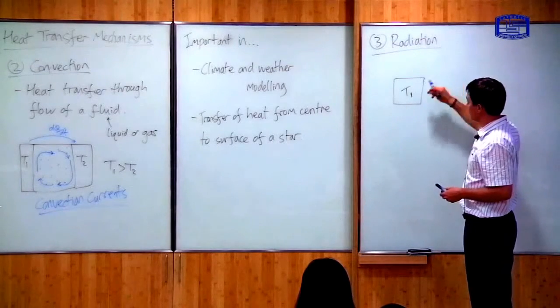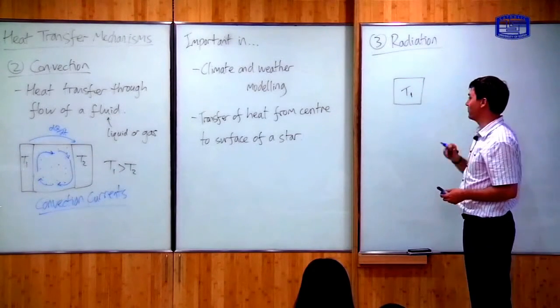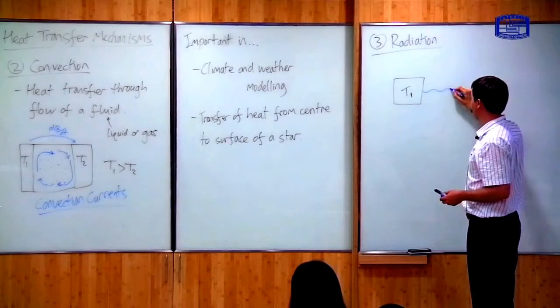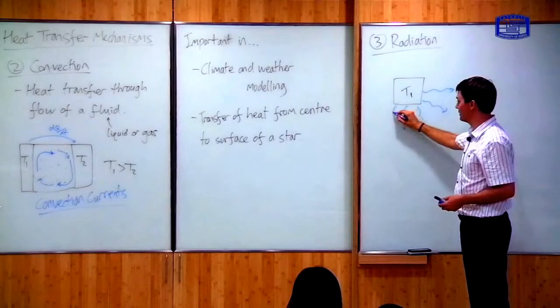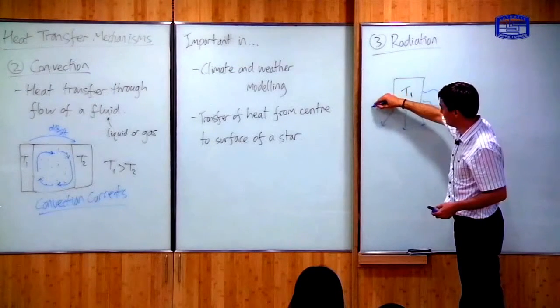Okay? So what is it? If you've got a body of a certain temperature, it will naturally by itself continually emit electromagnetic radiation.